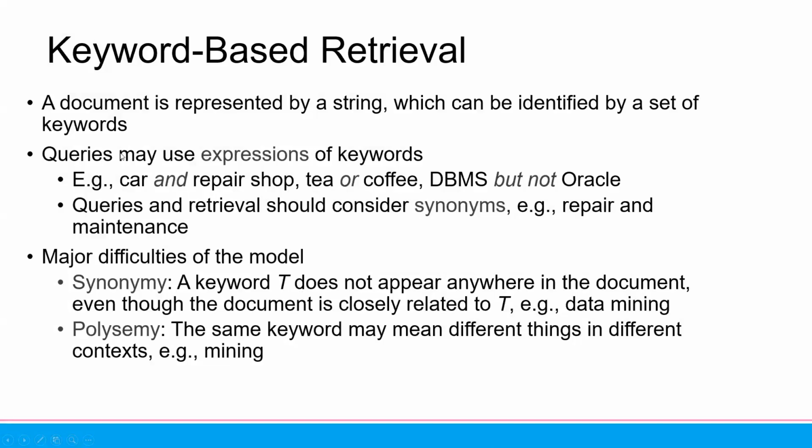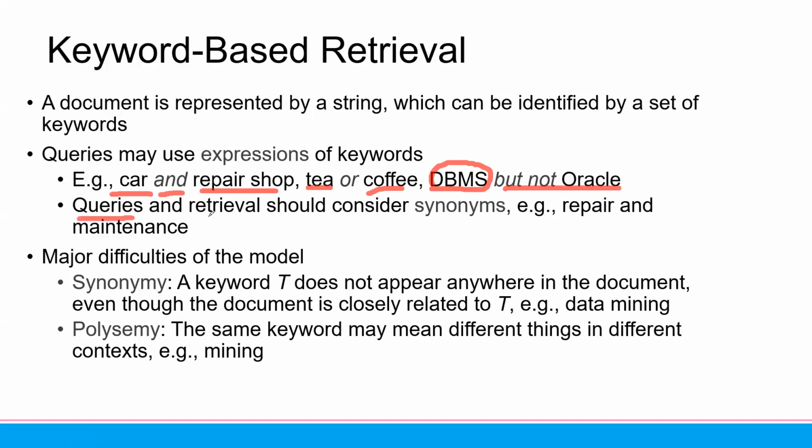We have queries. A query is a kind of expression. So when you try to find something from the web, you can do it with this expression. Let's say you want to find car and repair shop, so you need to combine some keywords. Or you want to find tea or coffee. Or, for example, you want to find DBMS, but not Oracle. This kind of keyword expression is available. For example, in Google and YouTube, you can also search with keywords like this.